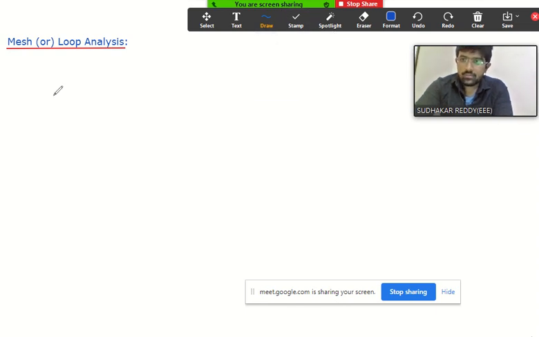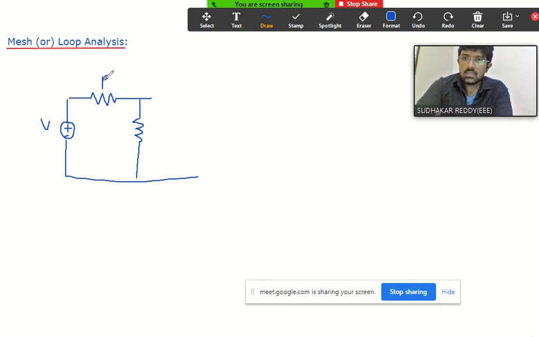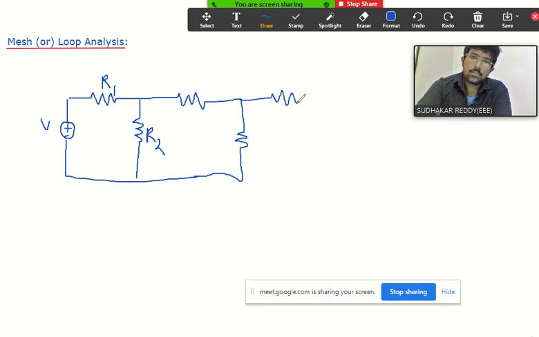I will tell you by simply considering a rough circuit or a network. So I'm having a network like this, with some voltage V, and this resistance is R1, and this resistance is R2, R3, R4. So like this I consider a network.